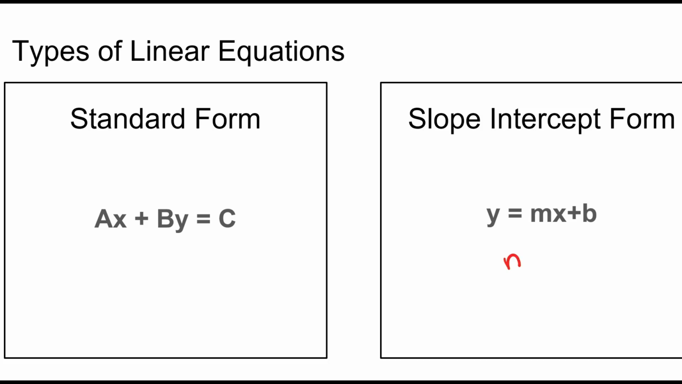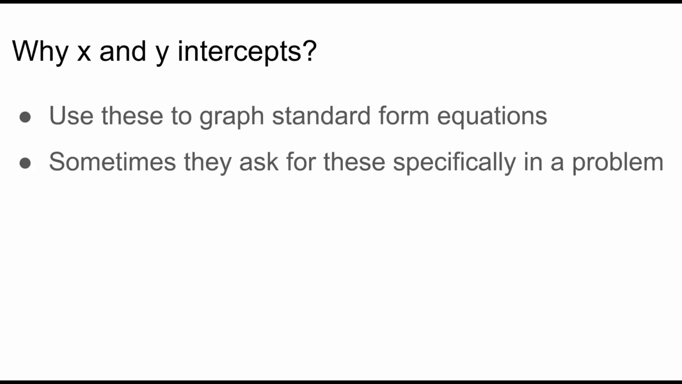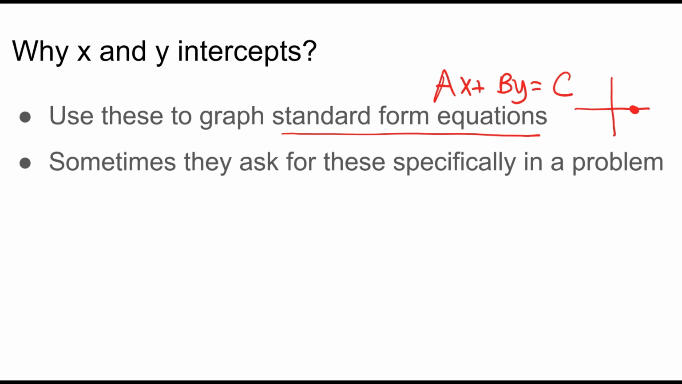Note that you can find the slope and y-intercept really easily here, but you cannot from standard form. However, standard form is great for finding x-intercepts and y-intercepts. Now, why do we want x-intercepts and y-intercepts? Well, these are really helpful to graph standard form equations, those ax plus by equals c. We can grab them really easily. Once we've got 2 points, we can connect them with a straight edge. And then, of course, sometimes they ask specifically for them in a problem, and then you need to know how to find them. So let's take a look.